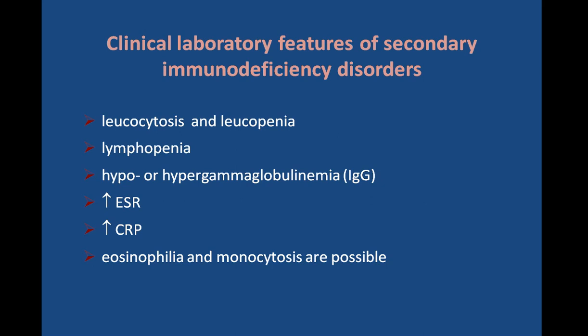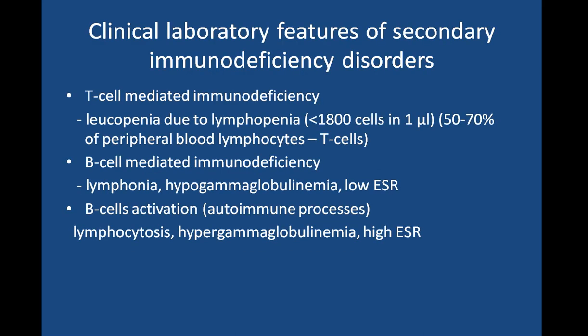So, clinical laboratory features of secondary immunodeficiency disorders: leukocytosis, leukopenia, lymphopenia, hypo or hypergammaglobulinemia, increasing of erythrocyte sedimentation rate and C-reactive protein, eosinophilia, and monocytosis are possible. Clinical laboratory features of secondary immunodeficiency disorders.